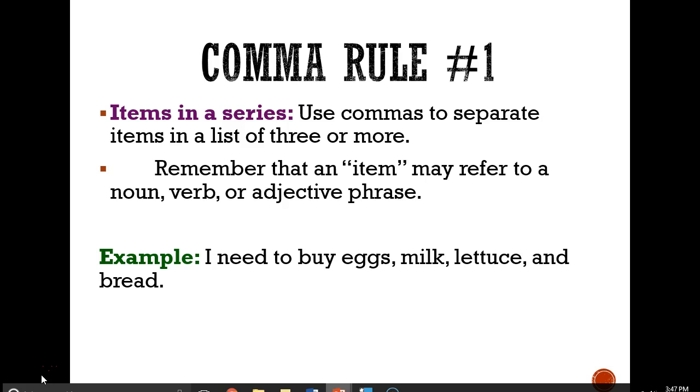If you did not put the commas, that would mean that you're buying eggs milk lettuce and bread, and it's going to be very difficult to understand you. So you do need to have the comma rule written down, and if you would like to write down the example, you may do so, but it is not a requirement.